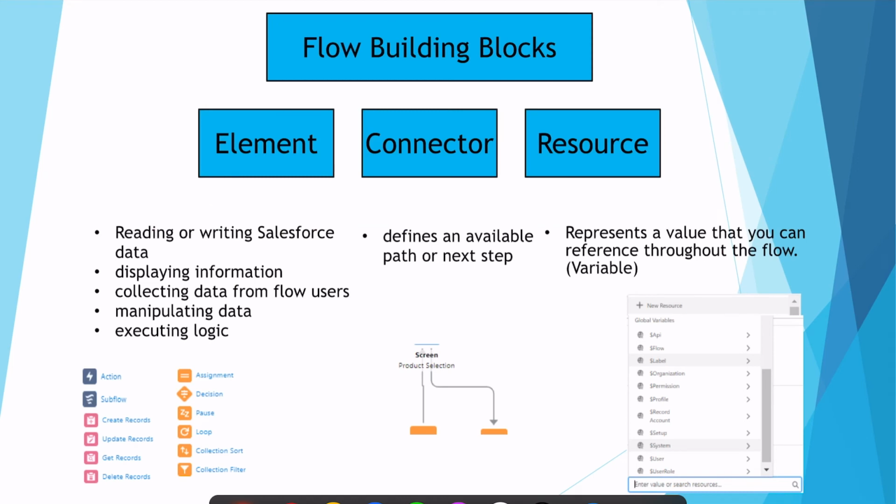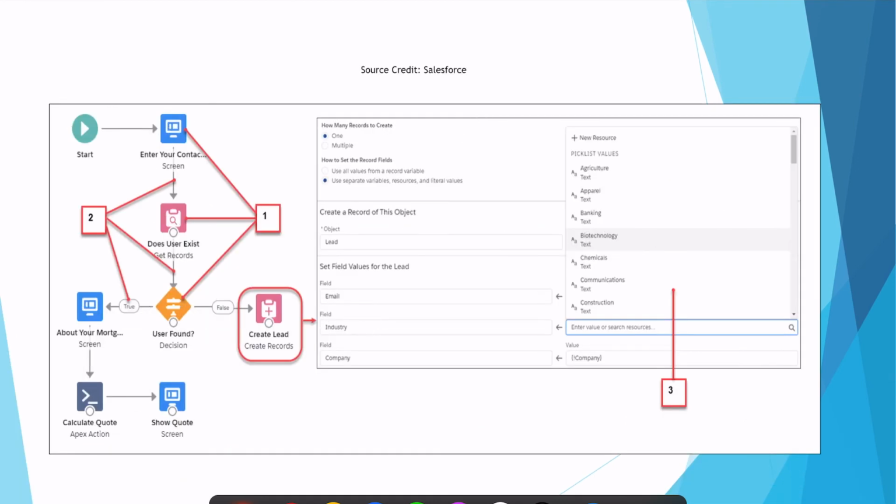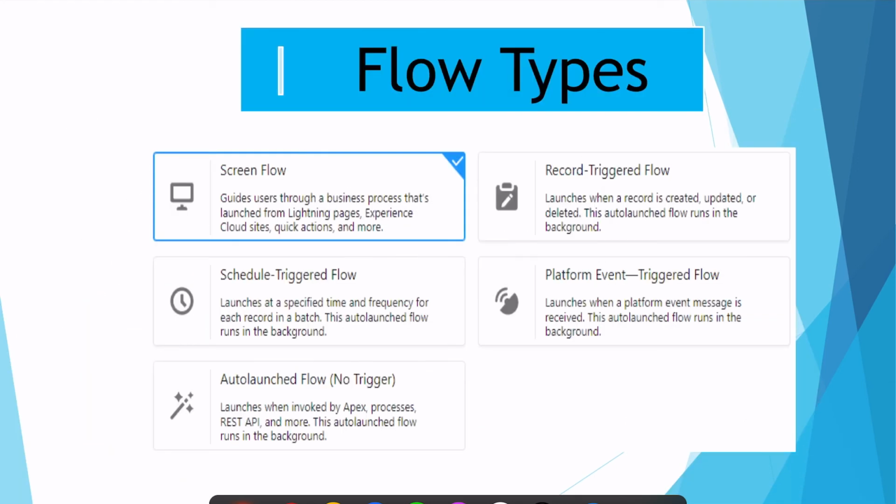These are the basics or the core of flows. If we talk about flow types, there are 5 core flow types. One is screen flow, and as we have talked about earlier, the other is auto launched flow.